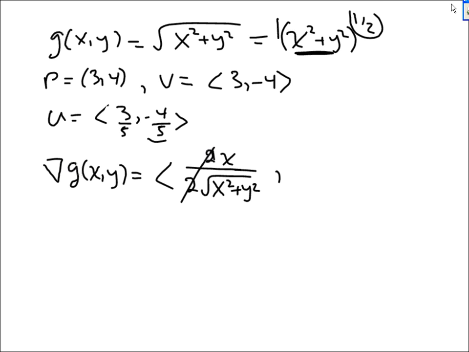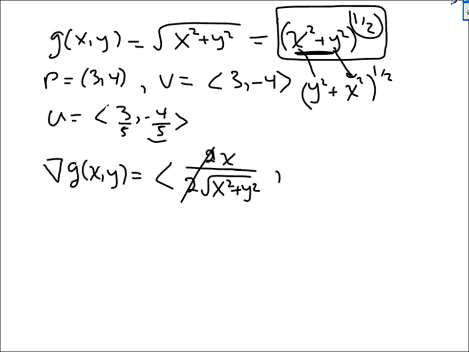But this function is very symmetrical in terms of x and y. If you interchange x and y, you get the same function. That is, if I put y instead of x, and I put x instead of y, I get back the same function. The partial is going to live up to that as well. X becomes y. Y squared plus x squared, which is the same as x squared plus y squared.